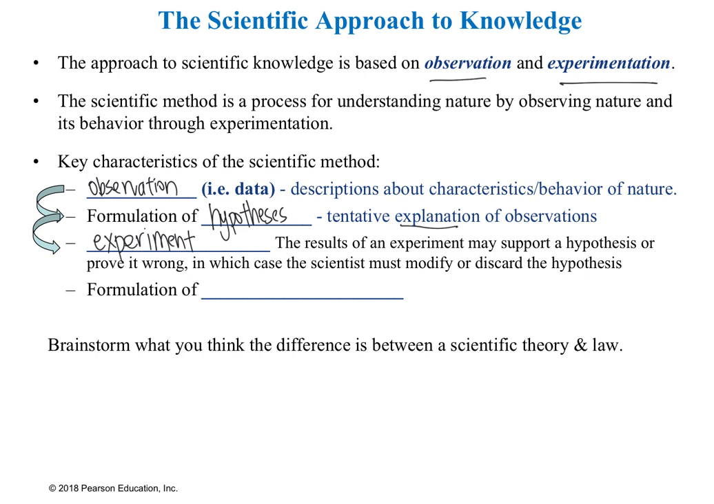With my results, as I do my experiment, I make more observations. I then continue with more hypotheses. I might do another experiment until I'm pretty sure of what that rock is made out of. So when we do this scientific approach, we can formulate laws and theories. So just think in your own life, what is the difference between a law and a theory?